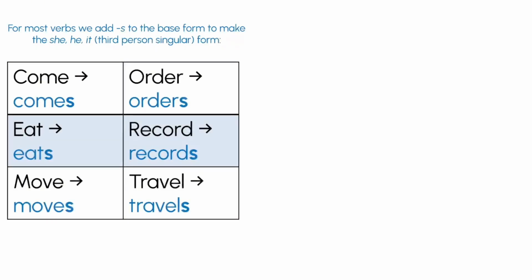So here are some more examples of adding the S sound. Come turns into comes, order to orders, eat to eats, record to records, move to moves, and travel to travels.